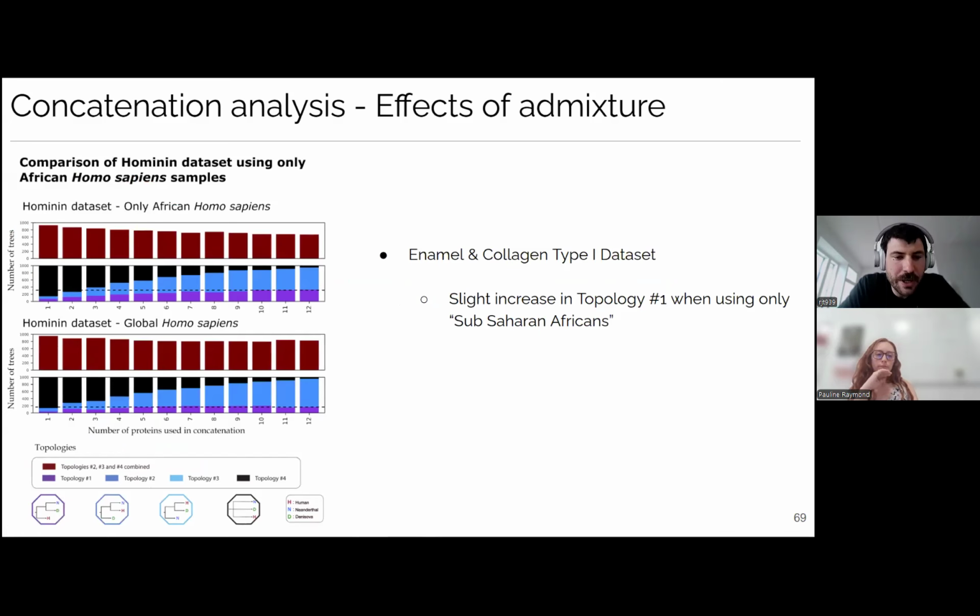So initially, we redid our iterative analysis with these 12 novel proteins, and we saw that there was a slight increase in the proteins in the tree supporting topology number 1.